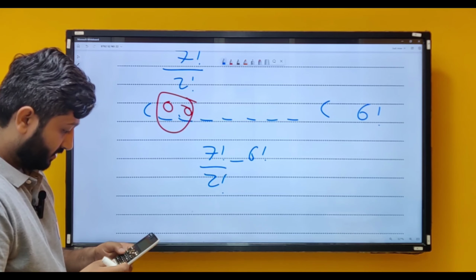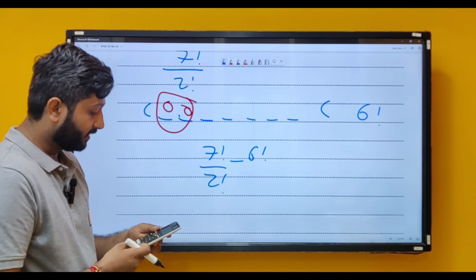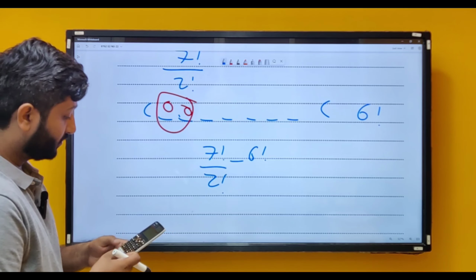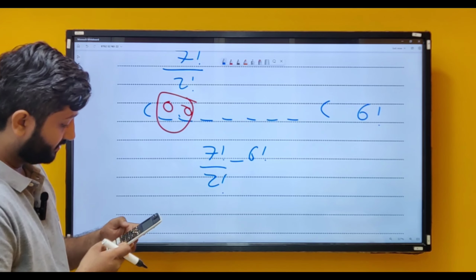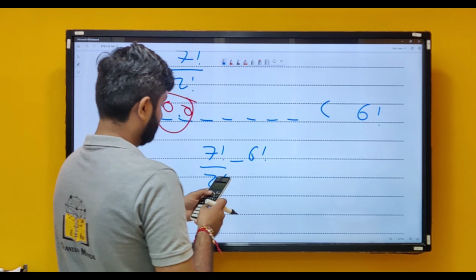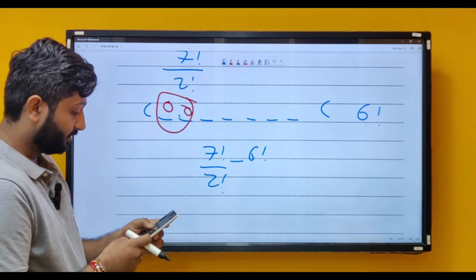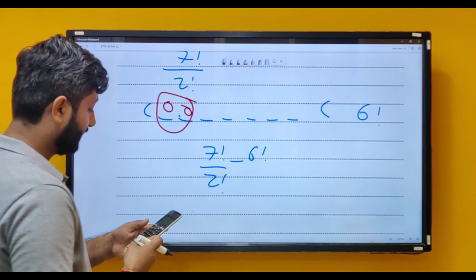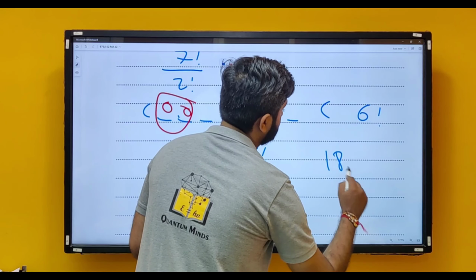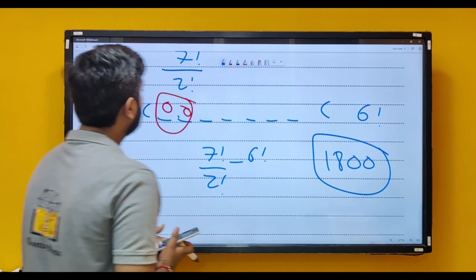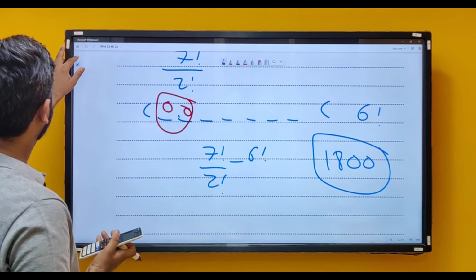So 7 factorial upon 2 minus 6 factorial. Sorry guys, just made a mistake. 7 factorial upon 2 minus 6 factorial. 1800 ways. Right. I have next question.